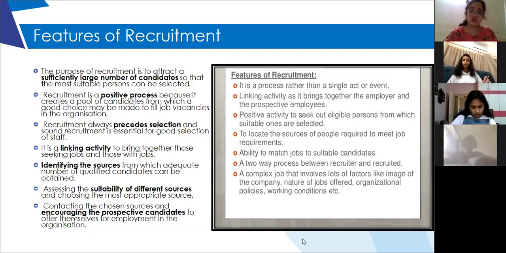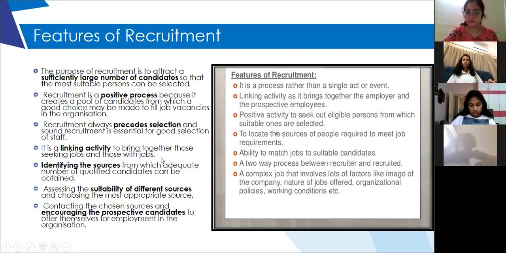What does this point mean? I should assess the suitability of different sources. Means anyone? Why is it important to assess the suitability of different sources? No one is answering any questions. Is it that all of you are so very sleepy in the morning today? Come on, Meet, can you try? What is the meaning of assessing suitability of different sources?